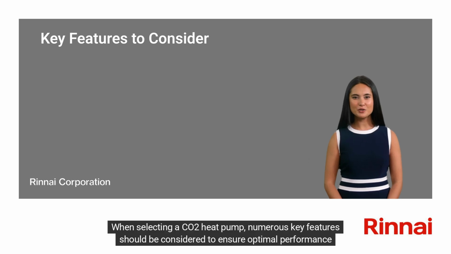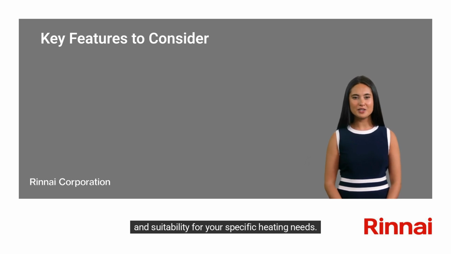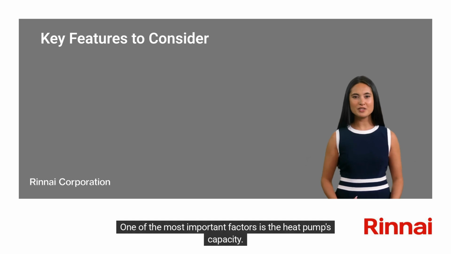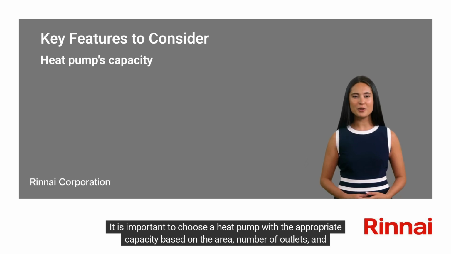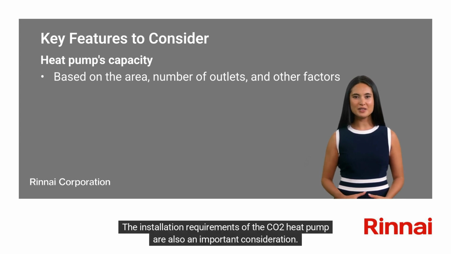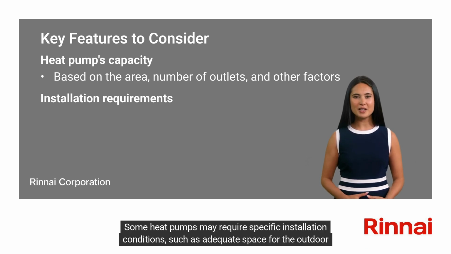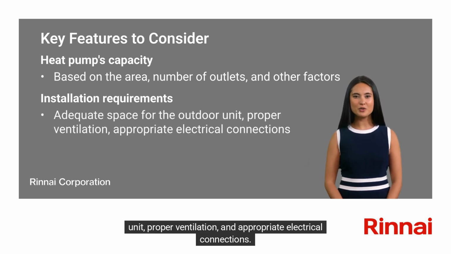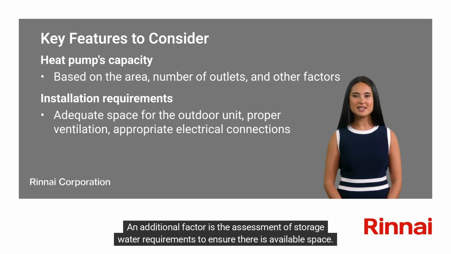When selecting a CO2 heat pump, numerous key features should be considered to ensure optimal performance and suitability for your specific heating needs. One of the most important factors is the heat pump's capacity. It is important to choose a heat pump with the appropriate capacity based on the area, number of outlets, and other factors. The installation requirements of the CO2 heat pump are also an important consideration. Some heat pumps may require specific installation conditions, such as adequate space for the outdoor unit, proper ventilation, and appropriate electrical connections. An additional factor is the assessment of storage water requirements to ensure there is available space.